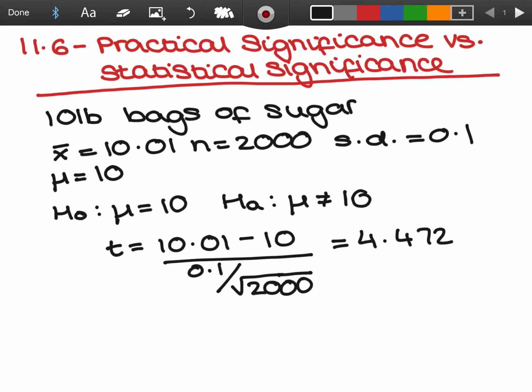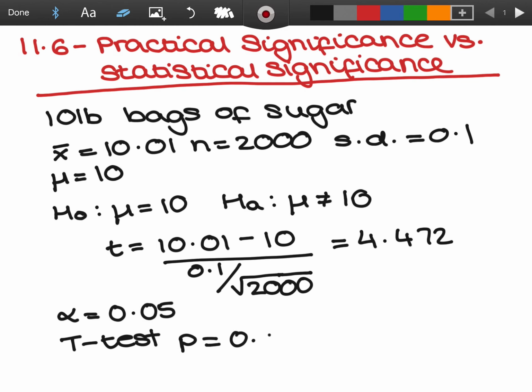Okay, and we're going to test this at a significance level of 0.05. So 5% of the time we want to reject our null hypothesis. Okay, the question is, are we going to reject or fail to reject that null hypothesis? Well, you can go ahead and do this with a critical value, etc. But what we're actually going to do is to do the t-test just to make it easy. And for this particular example, the t-test gives us that p is going to be a really, really small number.